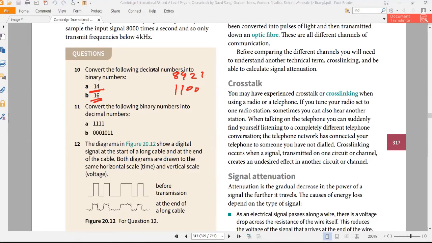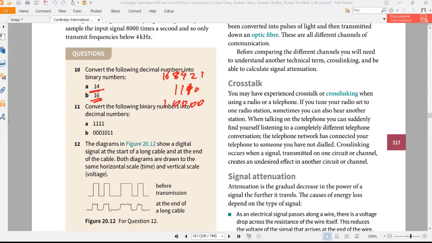So you need to convert this into binary. So this will be 14. So 8 plus 4 is 12. Second one is 0, 1, 1, 1. Okay, 16. 16 will be 1, 2, 4, 8, 16, so that will be 0, 0, 0, 0, 1. Good.